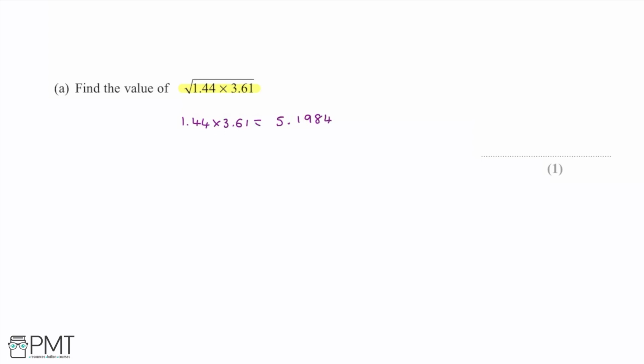5.1984. And then we can take the square root of 5.1984, and that will give us the final answer of 2.28. And that's the same answer that we would have obtained by just putting the whole thing into our calculator.